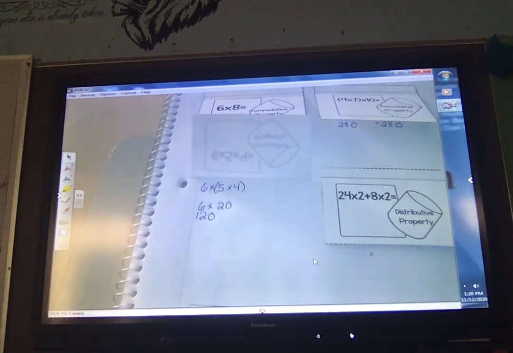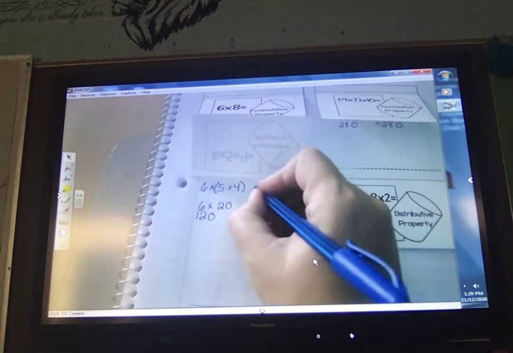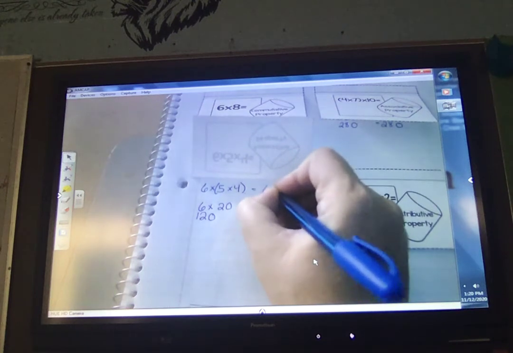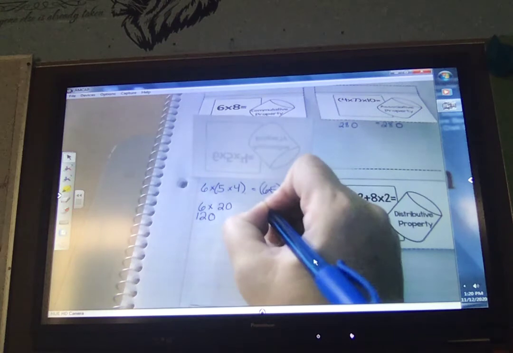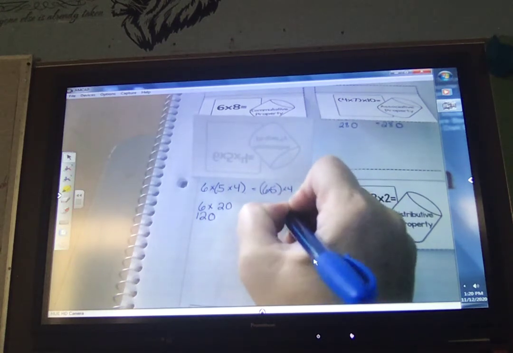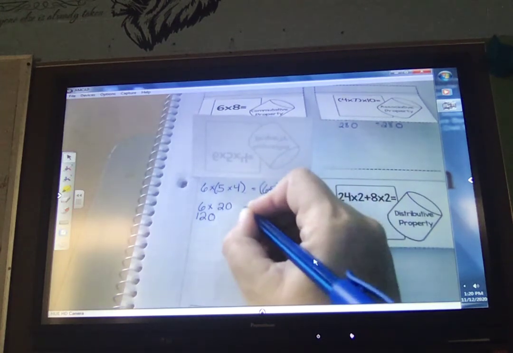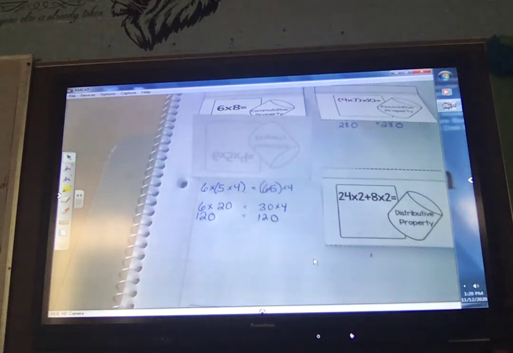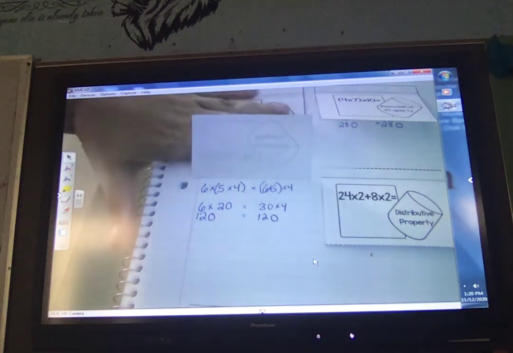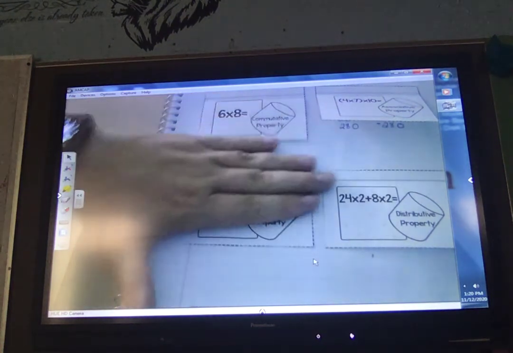Well, what would happen if you did it on the other side? What if I did 6 and 5 together first, then times 4? Well, then you would get 30 times 4. Again, I can drop down my 0. 4 times 3 is 12. So either way that you grouped it, whether you grouped 5 and 4 first or 6 and 5 first, it shouldn't matter. You should still get the answer of 120. That's the associative property.